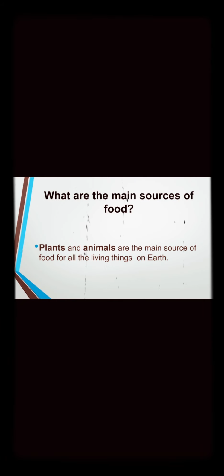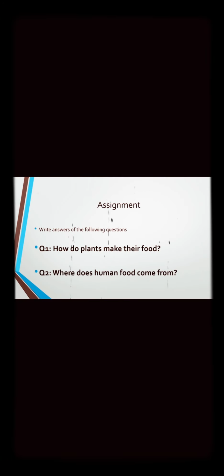What are the main sources of food then? Yes, plants and animals are the main source of food for all the living things on the earth. Now the assignment is that you will write the answers to the following questions in your notebook. How do plants make their food? And where does human food come from?